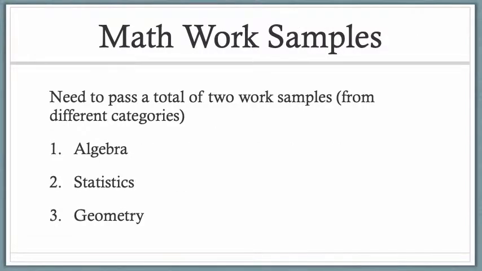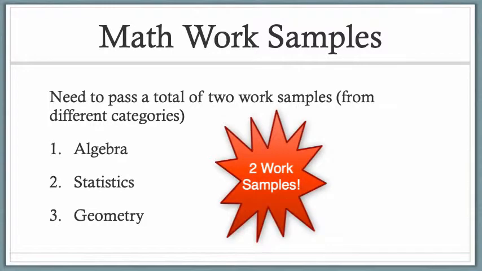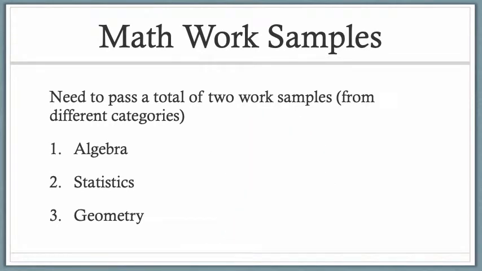So for a math work sample, you need to pass a total of 2 work samples from 2 different categories. You have your choice of algebra, statistics, or geometry, and you just have to pick 2 of those. You could do algebra and geometry, algebra and statistics, or a statistics problem and a geometry problem.